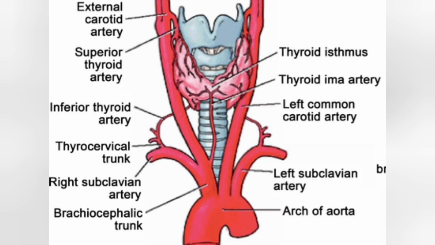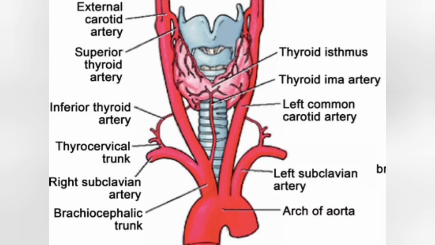Now let us look at the blood supply of the thyroid gland. So in the arterial supply, the upper part of the gland is supplied by the superior thyroid artery. This superior thyroid artery is a branch of the external carotid artery, and this superior thyroid artery will divide into anterior and posterior branches, and it will supply the gland at the upper part.